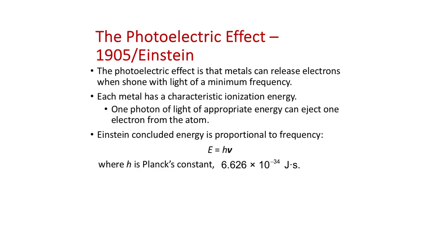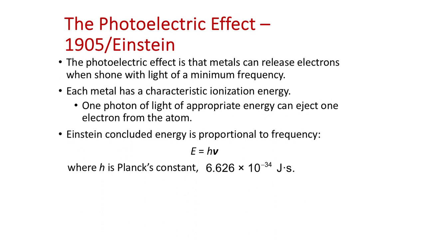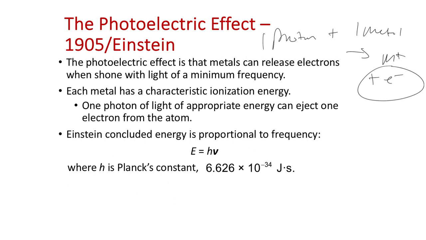And that's kind of like the photoelectric effect. The idea here is that metals can release electrons when you shine light onto them that has a minimum frequency or minimum energy. As long as the light has enough frequency or energy to cause the electron to be ejected, then electrons can be ejected. At the atomic level, it's one metal atom and one photon of light. So you can think of one photon plus one metal, as long as it carries enough energy, goes to the metal plus the electron being freed.